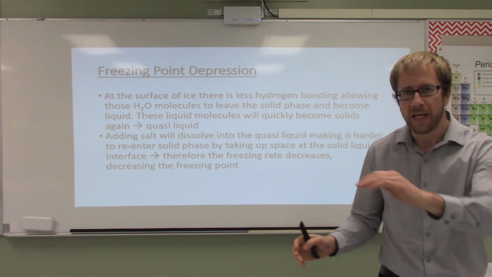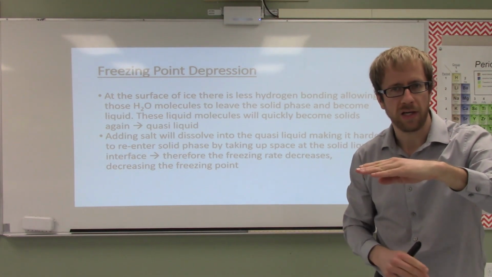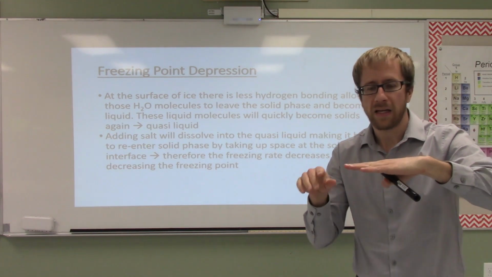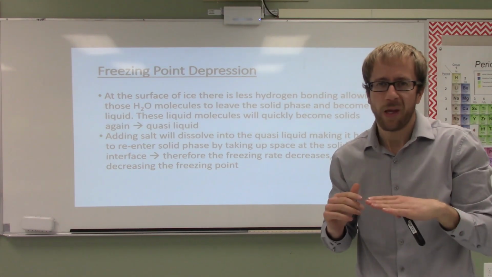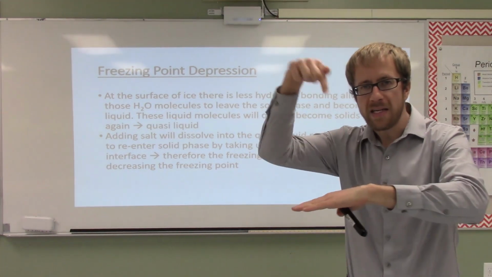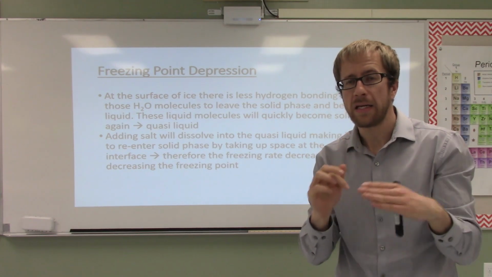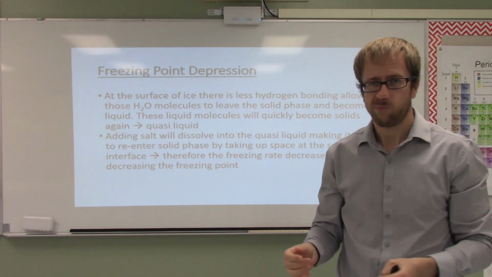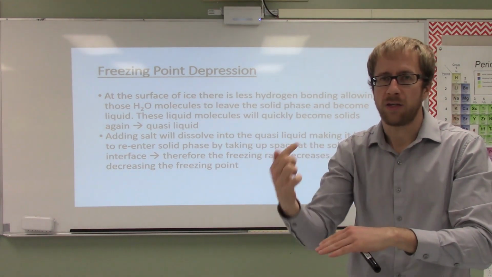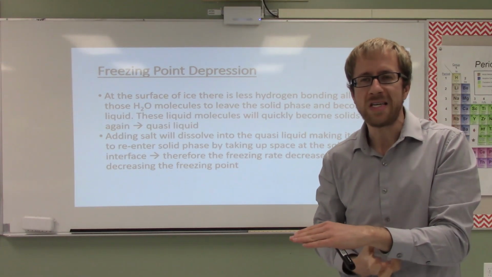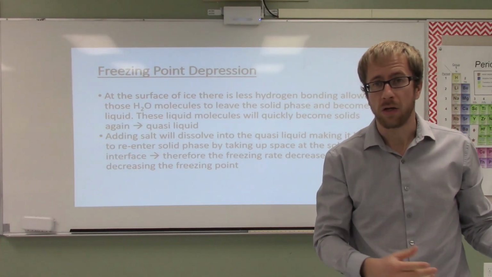So really what's happening at the surface of your ice, under normal conditions, let's say it's minus 10 outside, you have some of that surface ice leaving, becoming a liquid, and then returning into the solid state. So as long as the rate of freezing is greater than or equal to the rate at which it is melting, then it will remain ice. But by adding salt, this actually interferes with the rate of freezing, right? It makes it harder for those water molecules to re-enter the solid phase, and thus the freezing point goes down.